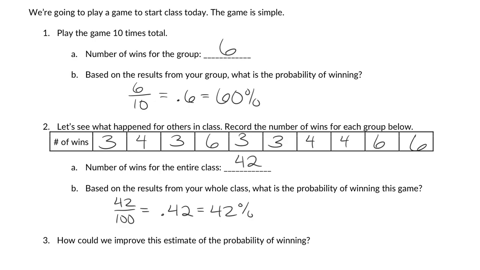Both of these probabilities that we just did, since they were based on an experiment, based on an experience that you had, are called empirical probabilities.